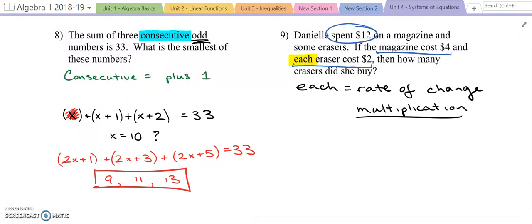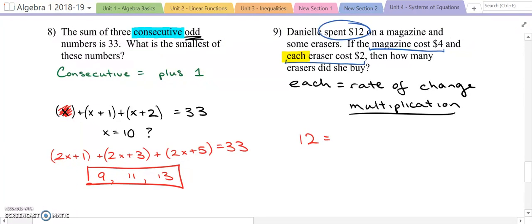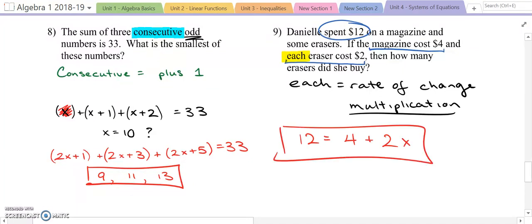So here we go. 12 equals one magazine and a bunch of erasers. Easy to solve. So this stuff doesn't have to be very difficult as long as you know what to look for. It's all about these key words. Here we go.